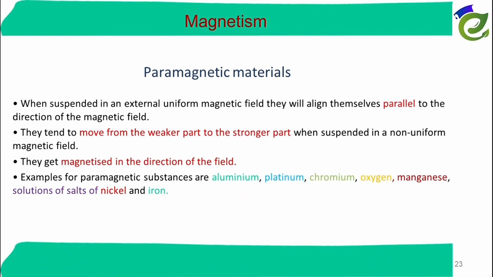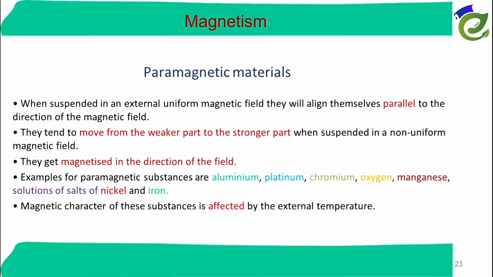Now we will be discussing a few paramagnetic examples: aluminium, platinum, chromium, oxygen, manganese, and solutions of salts of nickel and iron. Another property is that the magnetic character of these substances is affected by the external temperature. It means if you heat these paramagnetic materials, they lose their paramagnetic nature.